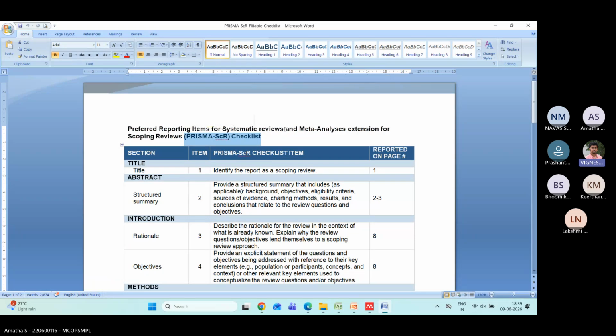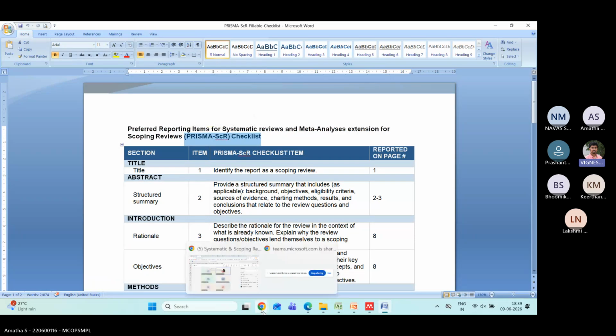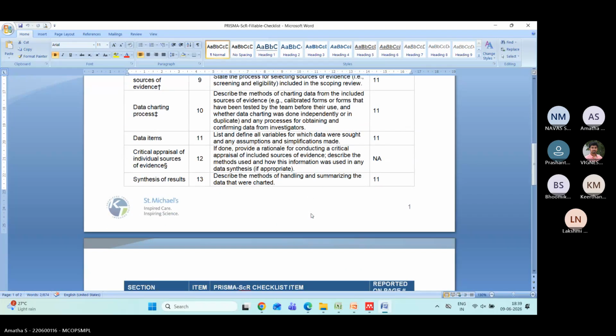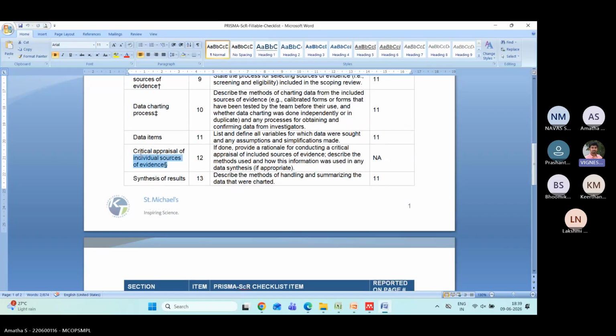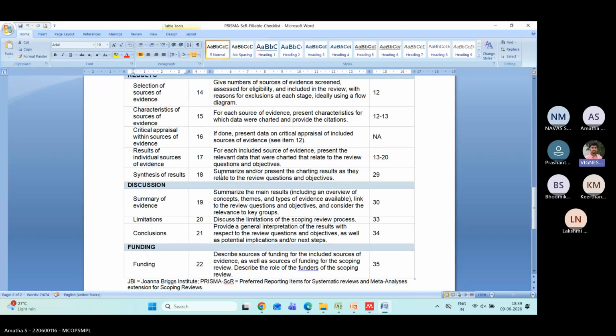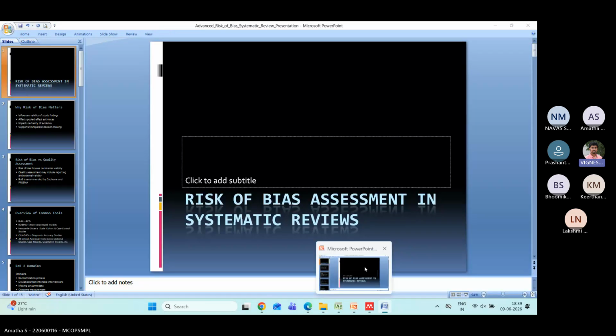scoping review. For a systematic review, you have to do the risk of bias. This critical appraisal of evidence is risk of bias, but you can do it for scoping also, but it is not mandatory that you have to do it. Without this one, you can do it. So coming back to risk of bias assessment in systematic reviews, that's why I wrote here systematic reviews. There is no risk of bias for scoping reviews.